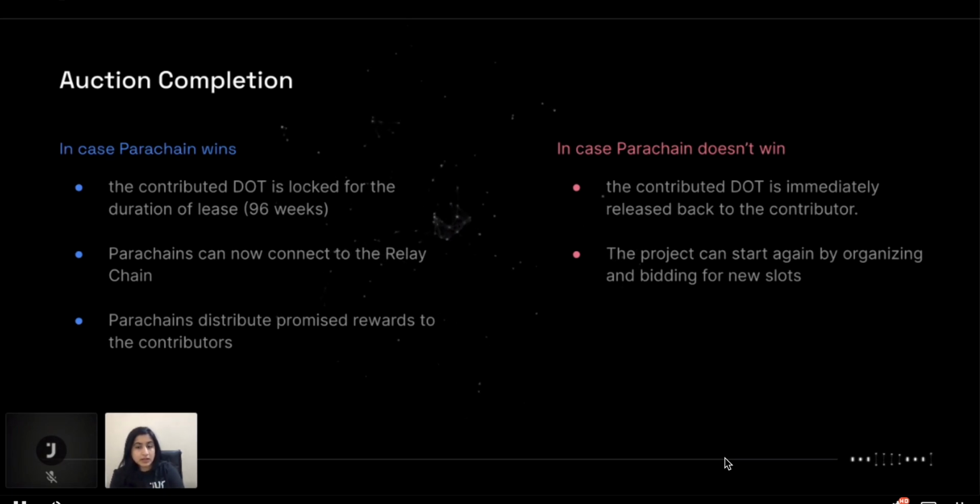On the other hand, in case the parachain does not win, then the contributed DOT is immediately released back to the contributor's account. And this is the point when the project gets to regroup. If they want to make some changes to their strategy, they can do that. And they can come and bid on the next slot once again. So there's always a possibility of going back and bidding for the next slot and changing strategies also.